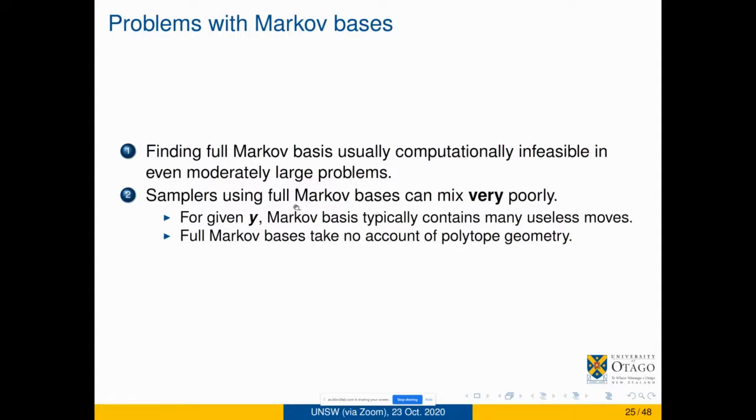Secondly, samplers using full Markov bases can mix extremely poorly. The problem is twofold. Firstly, Markov bases may contain useless moves, and secondly, a full Markov basis takes no account of the geometry of the underlying polytope. So if you are sampling from a posterior distribution using MCMC, and your posterior distribution is long and thin, then statisticians are aware that you try to get a proposal distribution that somehow reflects that long thinness. Same thing is going to apply here.